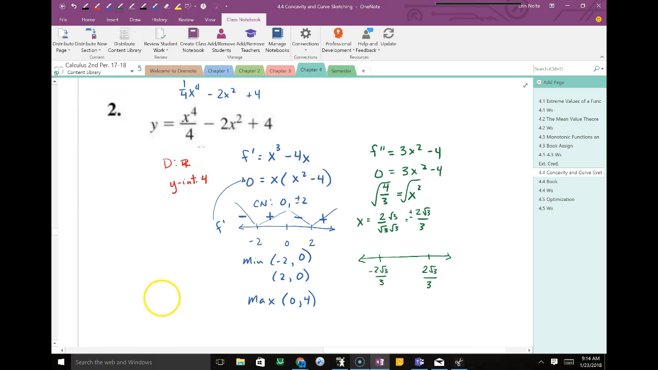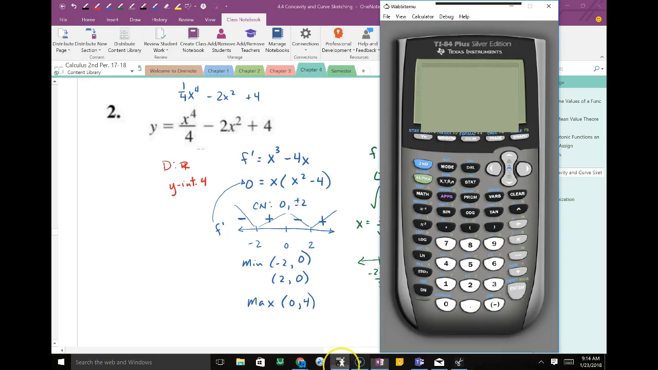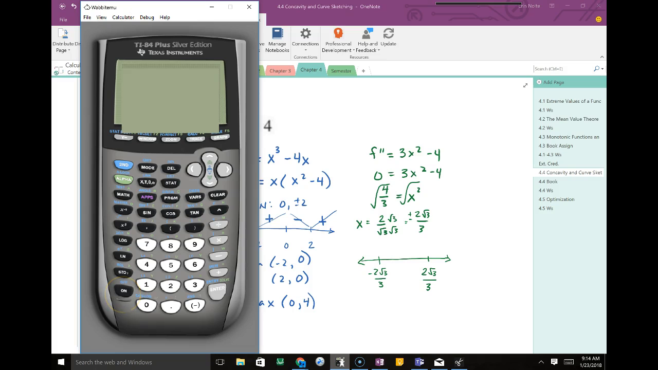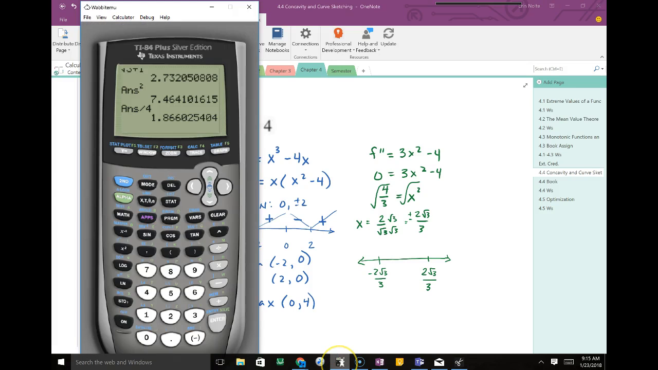Does anybody happen to know about what the value of 2 square roots of 3 over 3 is? I'll use my calculator to find out, if I can get it to work correctly. There we go. So negative 2 square roots of 3. Nope, that's not a square root.